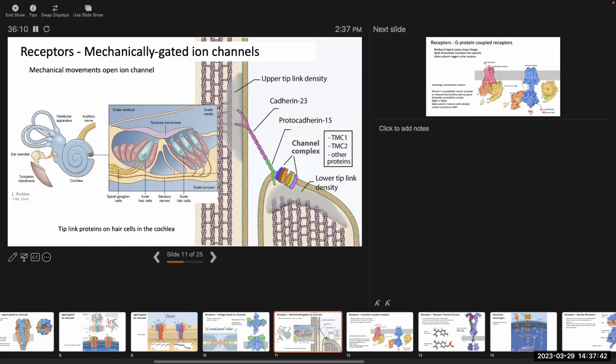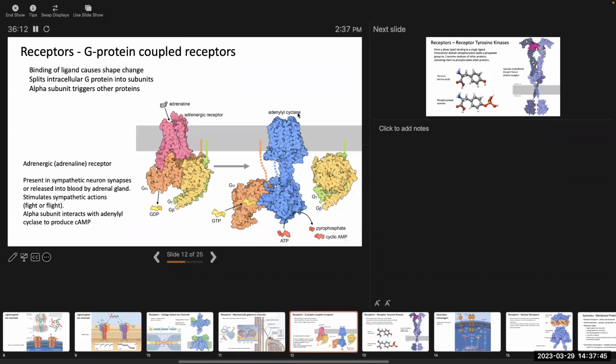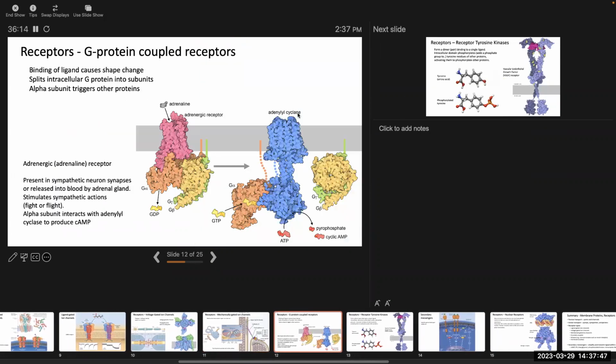All right, so moving away from ion channels, another extremely important group of receptors are the G protein coupled receptors. So these things do not act as ion channels. They don't open up and allow sodium or chloride or something to flow in or out of the cell. These receptors function by a completely different mechanism.